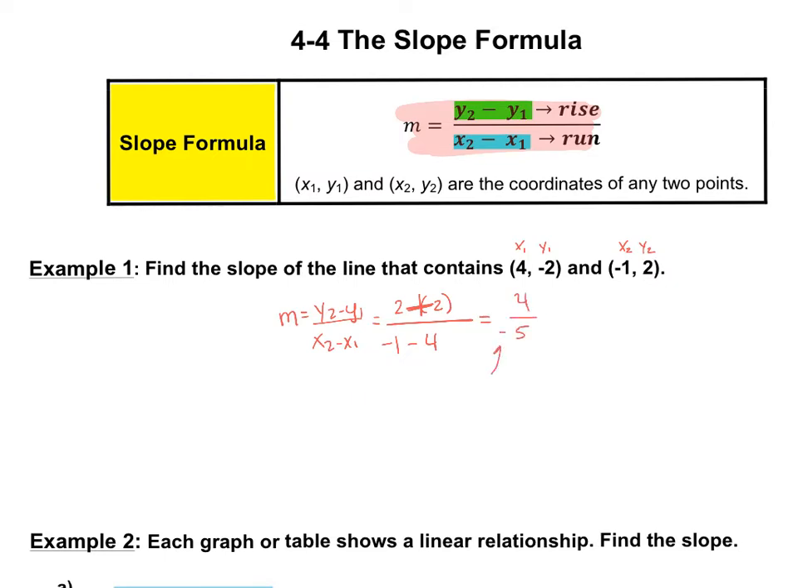As long as there's one negative here, my whole fraction is negative, so I can write that as -4/5, or -4 over 5, or 4 over -5. They're all the same. These all mean the same thing. Regardless, it's a negative slope, so my line's going to look something like that.